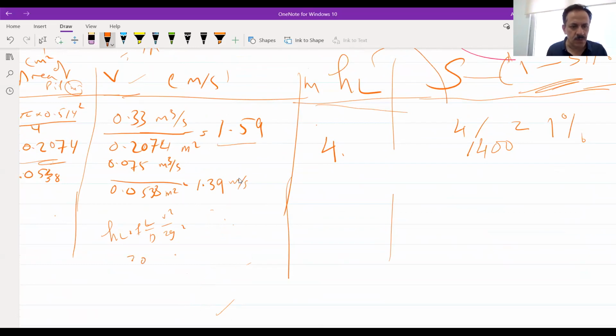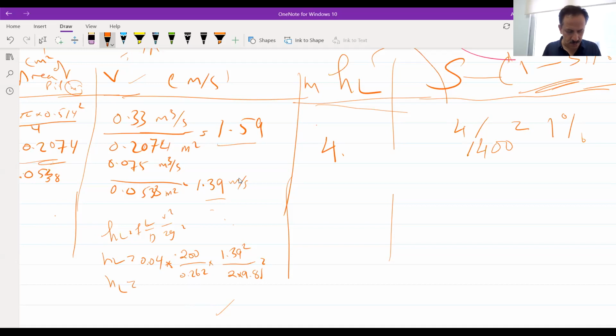So f is 0.04, from the Moody diagram, times the length L, which we said is 200 meters. The diameter is 0.262, and the velocity is 1.39, squared, divided by 2 times 9.81. Now, what will be the head loss in this case?